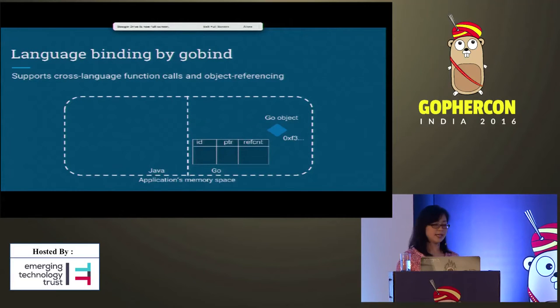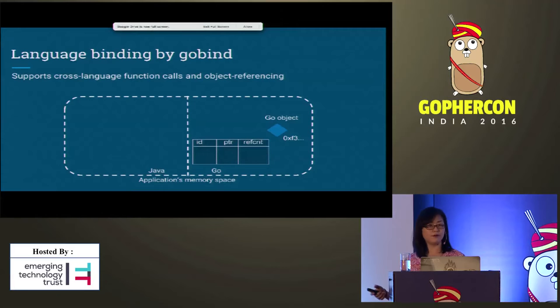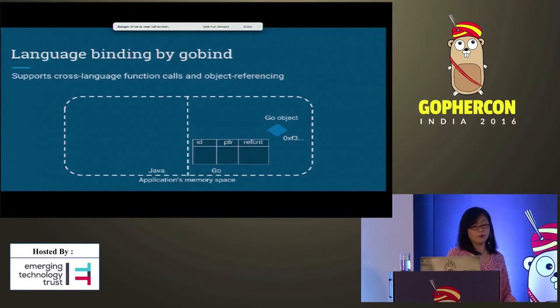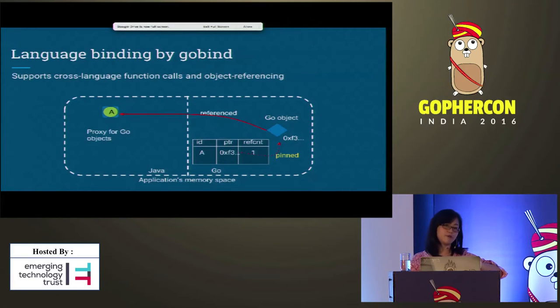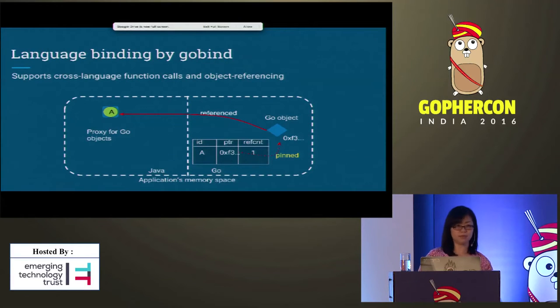So how do we do that? Okay, this is my application's memory space. Now there is Java and there is Go. These two languages have active memory management. When I want to reference a Go object from Java, we have a small reference table, and we assign some ID to the Go object referenced by Java, and we create a proxy object, and we also keep track of the reference count. And this Go object is pinned using this table, so it will prevent this Go object from being garbage collected while Java is holding the reference to it.